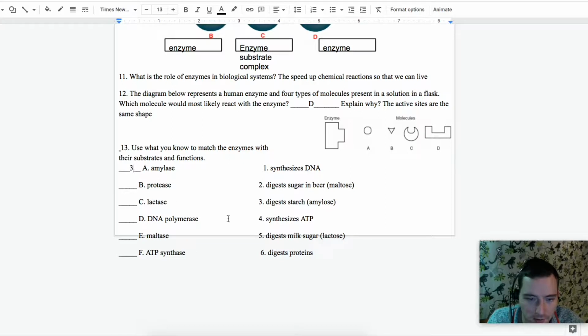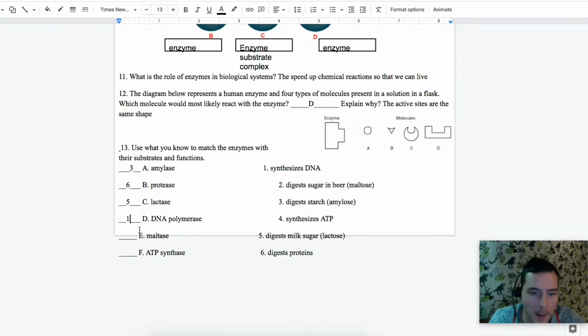Protease digests proteins. Lactase digests milk sugar, which is called lactose. DNA polymerase works with DNA, synthesizes DNA. 1. Maltase digests sugar in beer, which is maltose. And ATP synthase synthesizes ATP. Number 4.